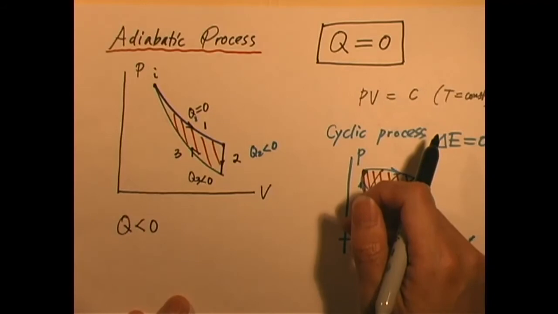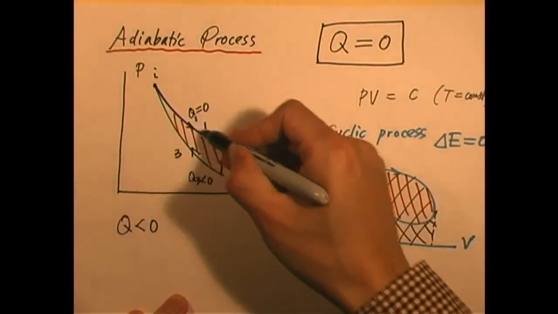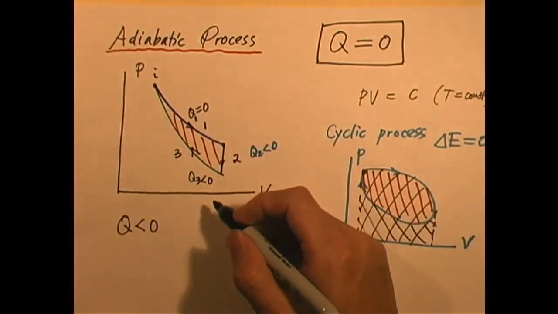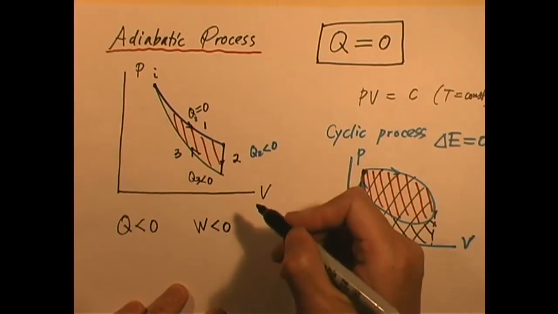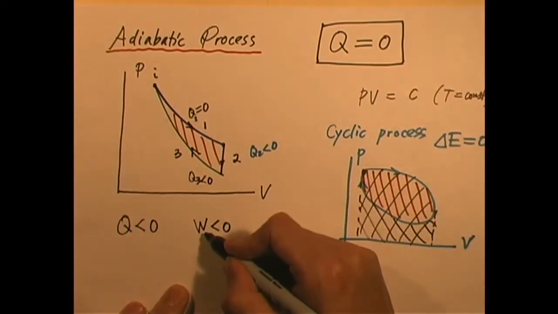The work done by the gas is positive, you see, right? The work done by the gas is positive. What about the work done on the gas? The work done on the gas, by definition, is negative. W equals a negative value. This is the work done on the gas.